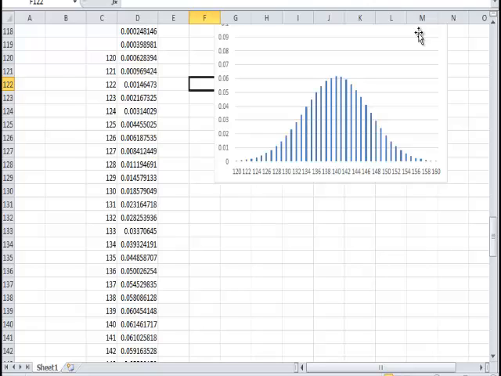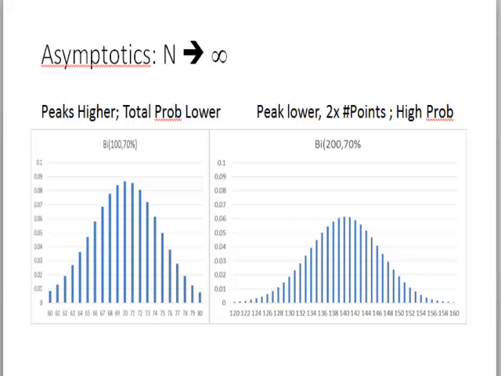So if you take a fixed percentage interval, then in that fixed percentage the probability will go to 1. But the number of points coming into that interval will increase to infinity. The probability at each point will go to 0. But the total probability, when you sum over all the points, will go to 1. Okay, so in the first graph the peaks are higher, the total probability is lower. In the second graph, the peaks are lower, but there are 2 times the number of points, and the peaks are not half as low, so the probability is more. We can actually calculate how much, and we will do that soon.